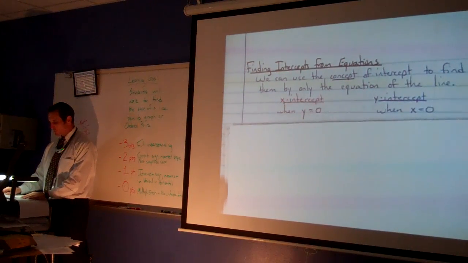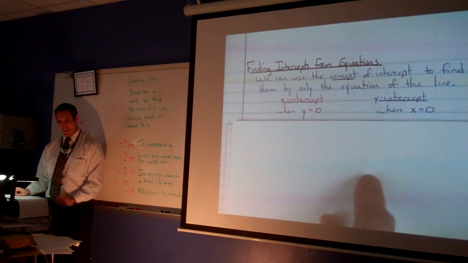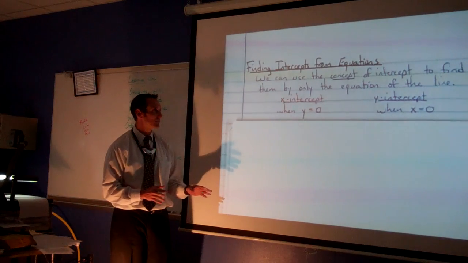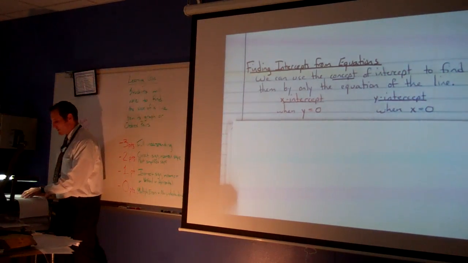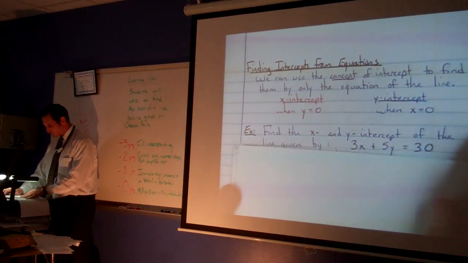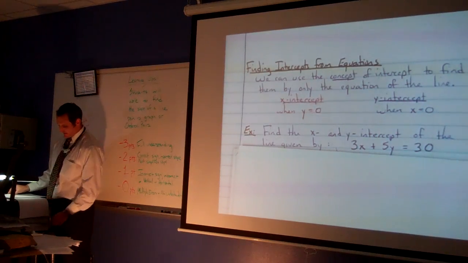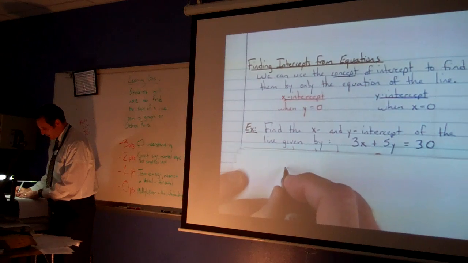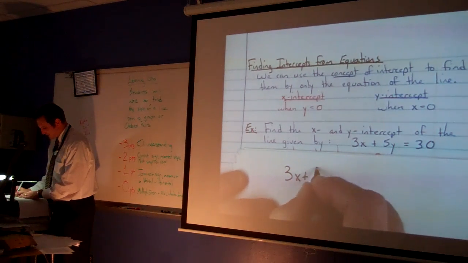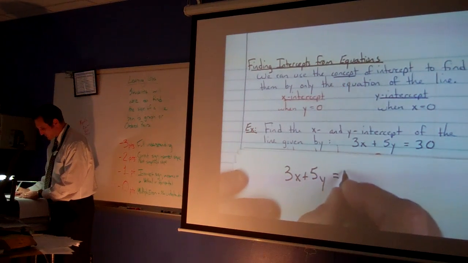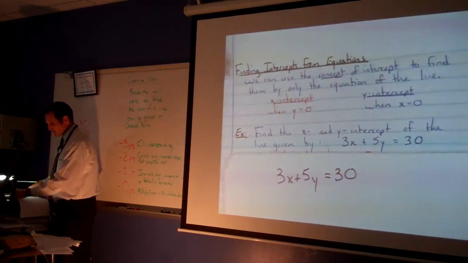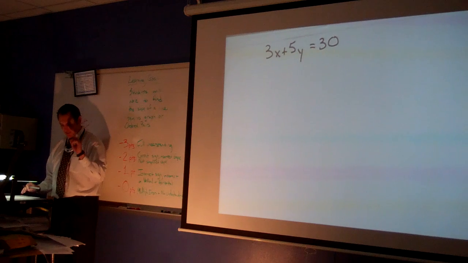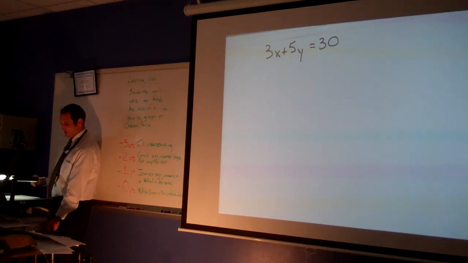The x-intercept is when y equals 0. The y-intercept is when x equals 0. Remember that interesting thing that occurs. And so we're going to use that to study lines. So here is an example. We're going to find the x and the y-intercept of the following equation. Here is an equation for us to work with. And what we can do is find the x-intercept and the y-intercept of this equation.